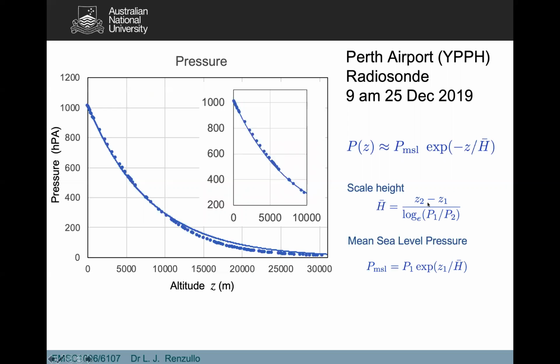Mean sea level pressure is obtained by taking the estimate of scale height, one of the altitudes of interest, and just rearranging this equation to give us that. So in this case, we've estimated for 9 AM, 25th of December 2019, the scale height is 8.07 kilometres, and the mean sea level pressure is 1,014.5 hectopascals.